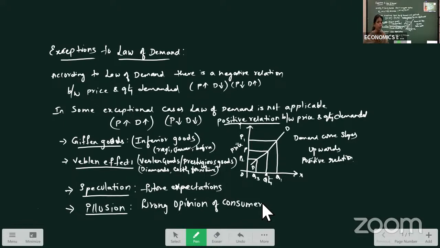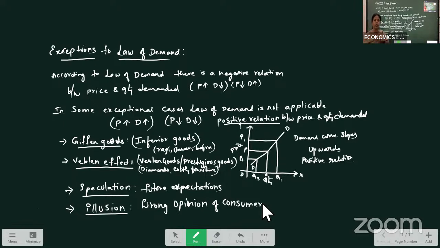So it is a false opinion, a wrong opinion, that the higher the price, the higher the quality, and the lower the price, the lower the quality. Generally, we can observe this situation in branded items. If you take a purse or wallet, a normal one you may get for 100 rupees or so, but a branded one will cost you thousands.